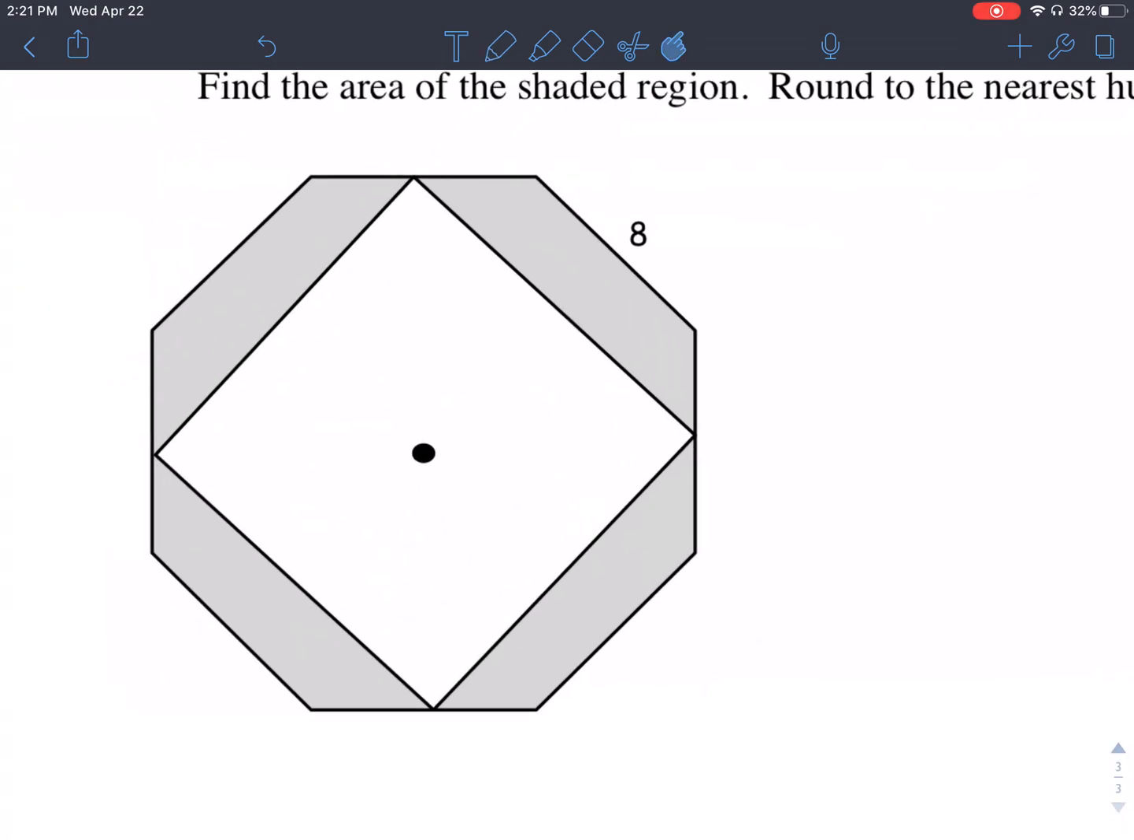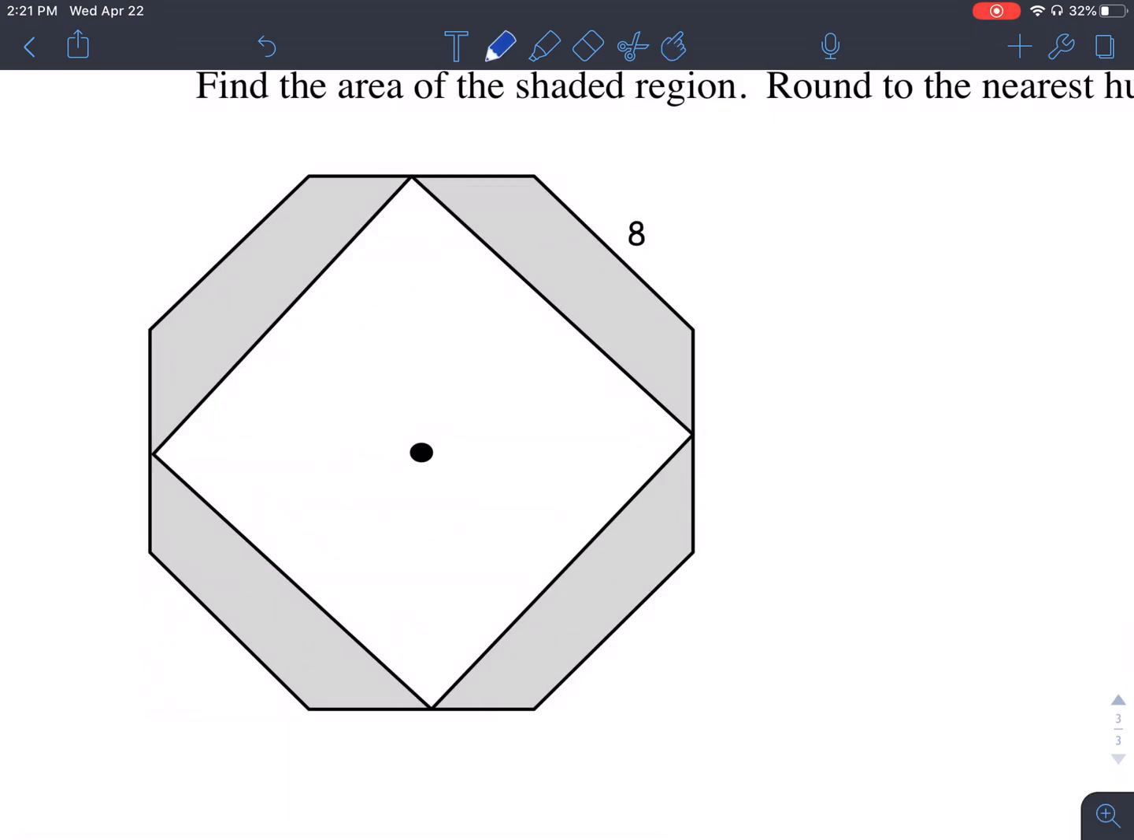The first thing I can label, it says square. So now I know all of my sides are going to be congruent and all of my angles are going to be 90 degrees. It also said regular octagon, so now I know that every single side is going to be 8. And since every side is 8 and this was formed by connecting midpoints, I know that's going to be 4 and that's going to be 4, which means each of those sides is 4.